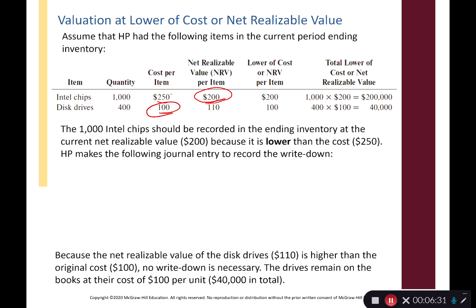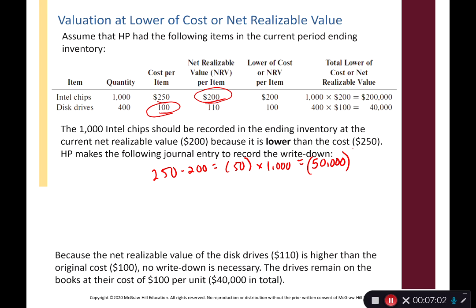So what do we have to do? Well, for the Intel chips, we need to record the loss. And there's a variety of ways we could calculate it. I'm going to show you the way I would do it. I basically would say, well, the cost is $250 for each, and we could sell it for $200. So $250 minus $200 gives me a loss of $50 a pop, and we have 1,000 of them. So that's going to give me a $50,000 loss.